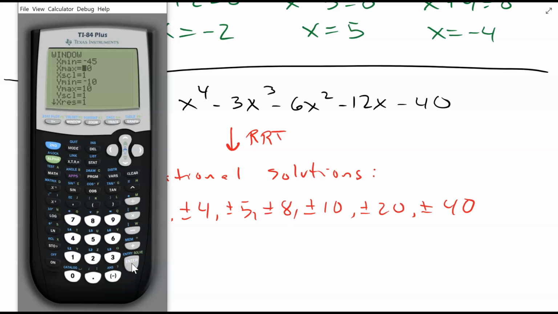What should my x max be? It has to be bigger than the biggest value on that possible rational solutions list. So let's do 45, yeah. Sound good? Same thing that we did last time, right? Not surprising since we have the same list of possible rational zeros.